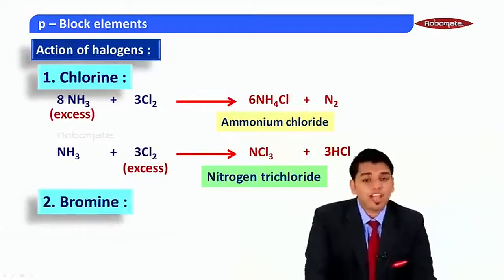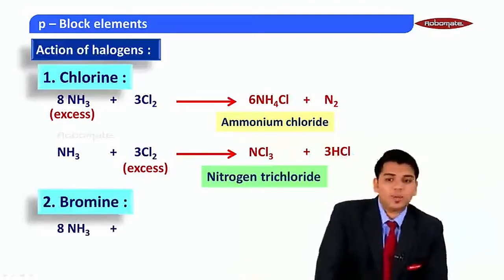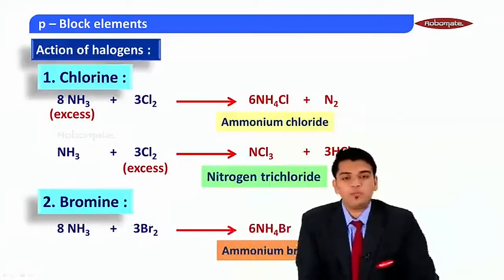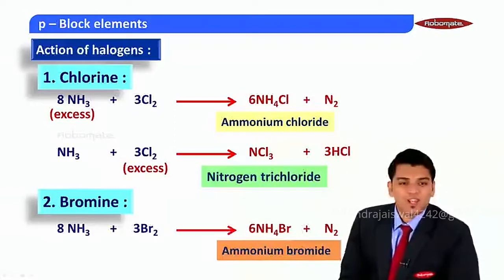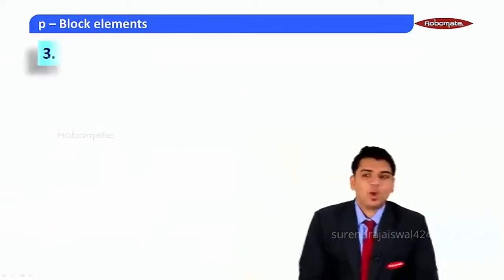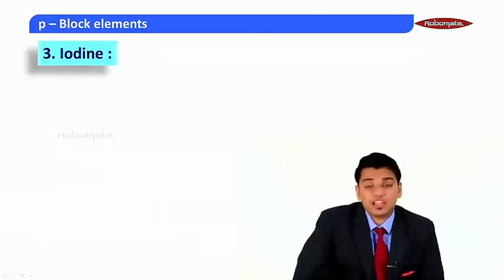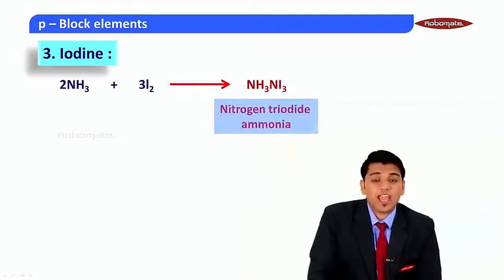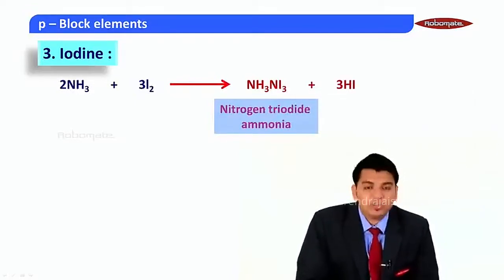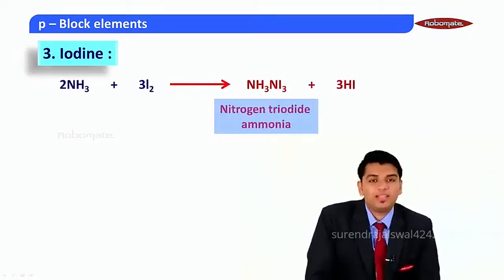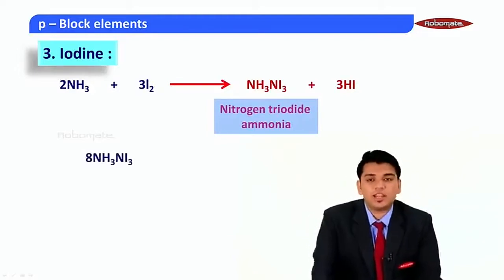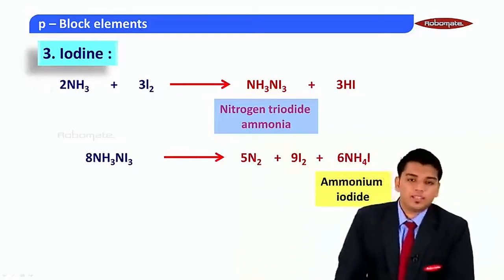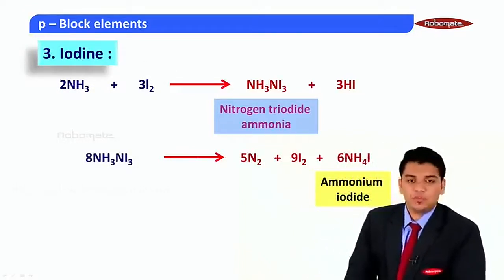Similarly, when we do the reaction with bromine, in this case we take ammonia in excess again, and similarly like chlorine, what we land up with is ammonium bromide, that is NH4Br and N2 gas. Moving ahead, we'll have a look at its reaction with iodine. So NH3 plus I2 gives us NH3NI3, which is nitrogen triiodide ammonia, and 3HI. This NH3NI3 further decomposes to give N2 and 6NH4I, that is ammonium iodide.